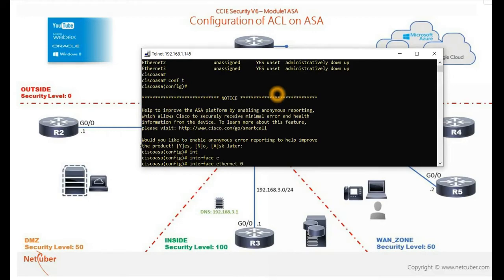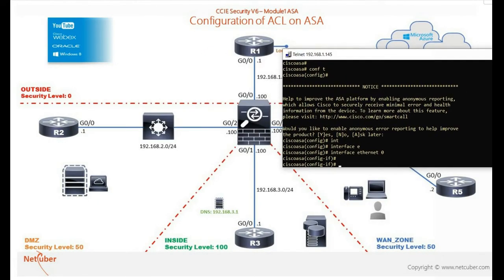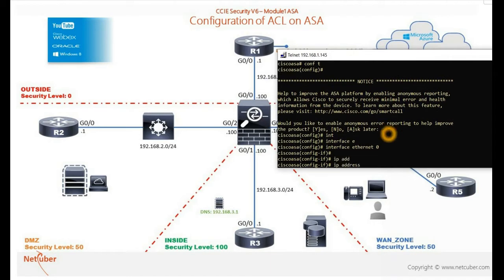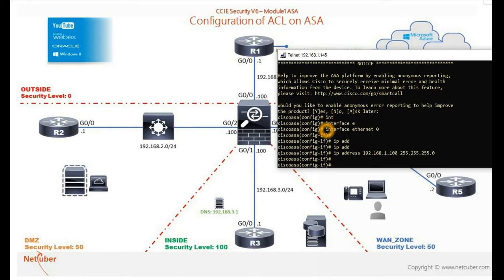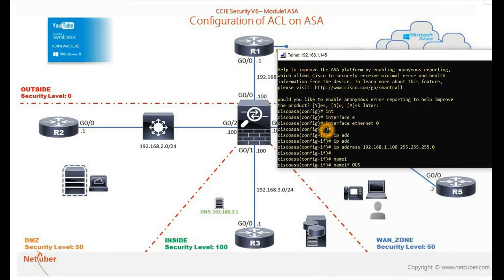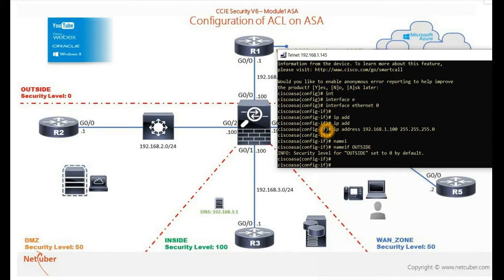Interface Ethernet 0. Let's configure the IP address 192.168.1.100 255.255.255.0. Then nameif outside. So it has taken security level of 0, that is the default behavior. Now no shut.